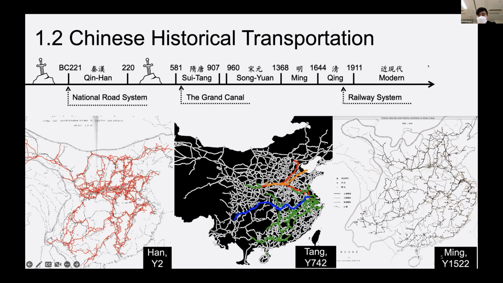And here are some dynasties or periods that I'm focusing on. The reason I chose them is because a significant transportation revolution happened at that time. The first national road system was built around 2,000 years ago in China in the Han Dynasty, and then the Grand Canal was finished around 1,000 years ago in the Tang Dynasty, and then the Song Dynasty and the Ming Dynasty. And as you can see, those three road networks are what I used to calculate the transportation cost.